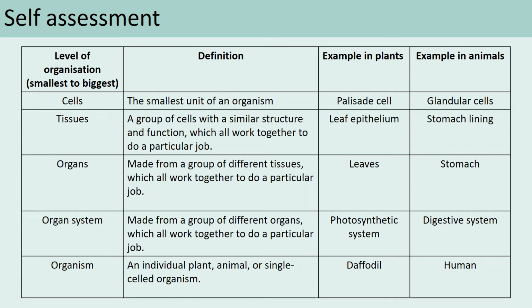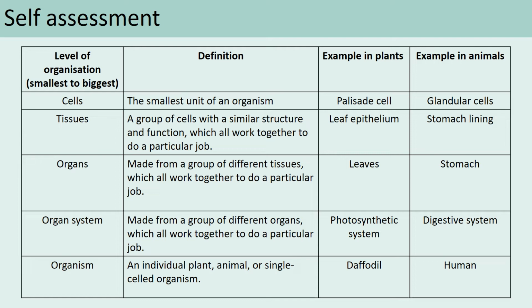Now, we'll talk a lot about the digestive system in next week's lessons, which is why they often come up in the examples. For organs, they're made of a group of different tissues which all work together to do a particular job. So if you think of something like the heart, which you know is an organ, that's going to contain lots of different tissues. Most of it will be muscular tissue, but you're also going to have fat, nervous tissue, things like that, that will perform the function of pumping blood. Examples in plants are leaves. So leaves are an organ of a plant. And in animals, the answer was a stomach.